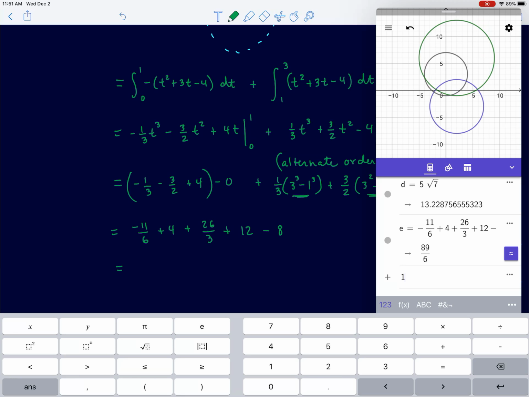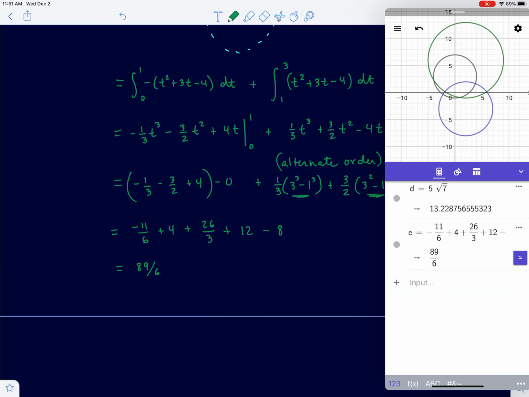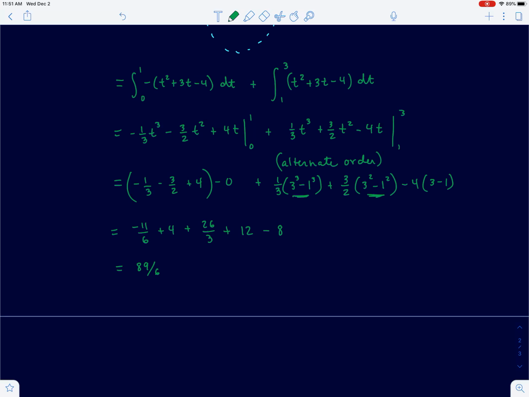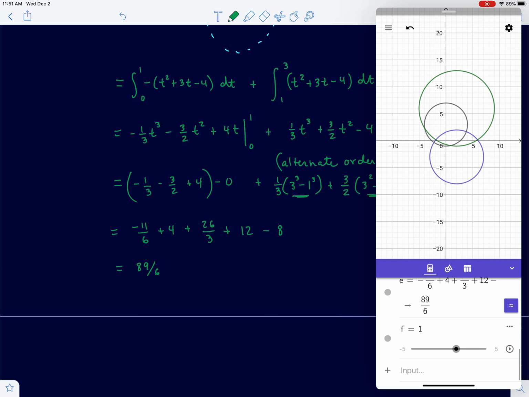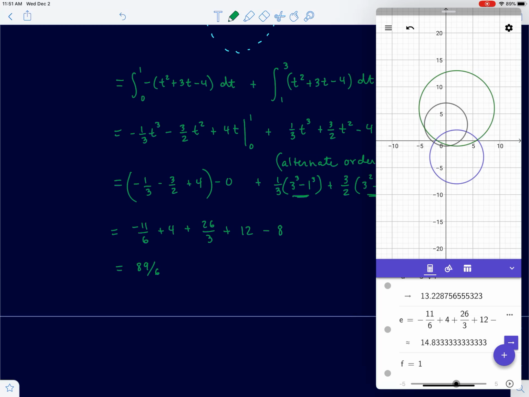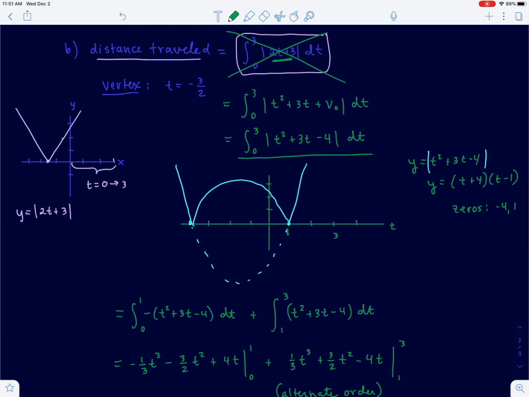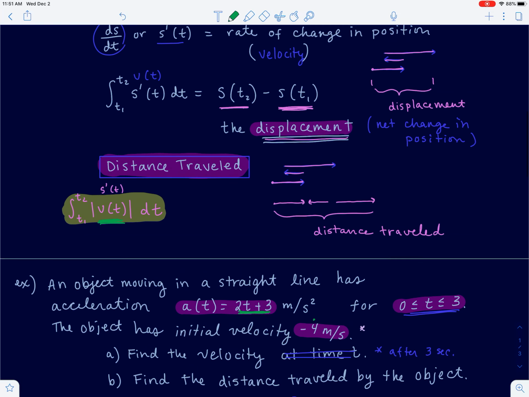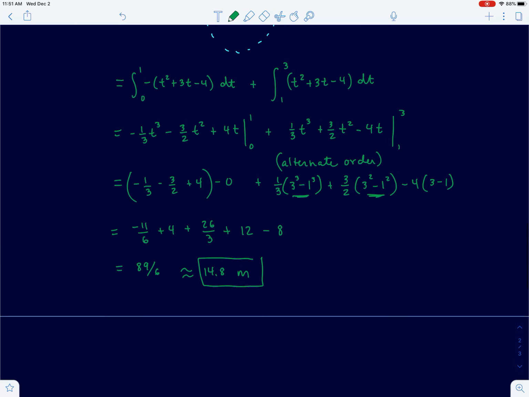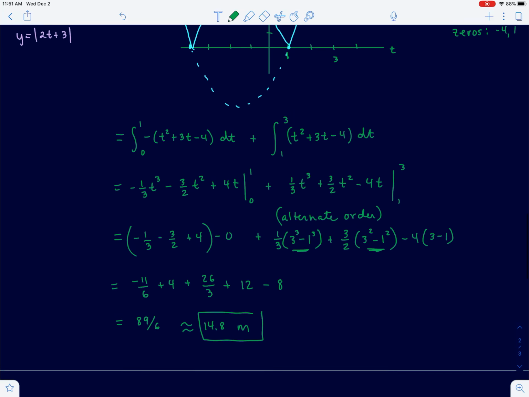89/6. And that is the right answer. So 89/6, it makes more sense to do an approximation, 14.8. And this was distance traveled, so this was meters. And notice, we didn't do the displacement, but because we did have to split it up, the displacement would have been a different, smaller number.